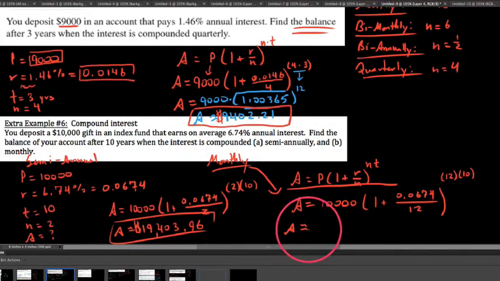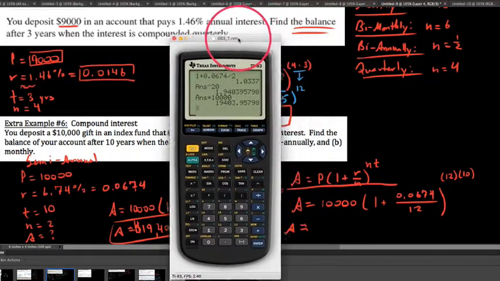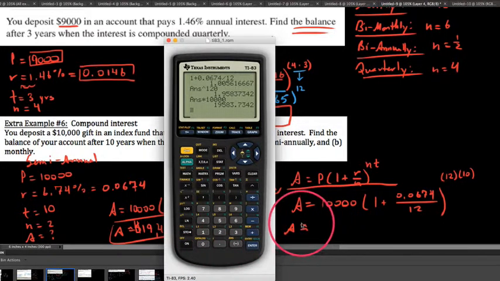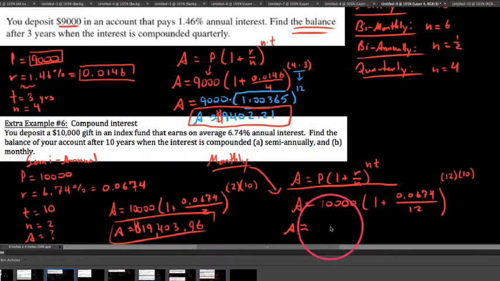Looking at this on a calculator, let's start with our inner quantity: 1 plus our growth rate, 0.0674, divided by 12. We have an inner value, and now we're raising this to the power of 12 times 10, which I would write as 120. Do your multiplication first. Taking this to the power of 120, we get a really long decimal, and multiplying this by 10,000, we end up with 19583.73. We do want to label this.